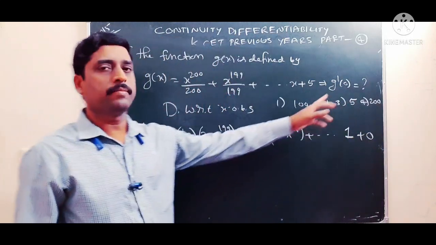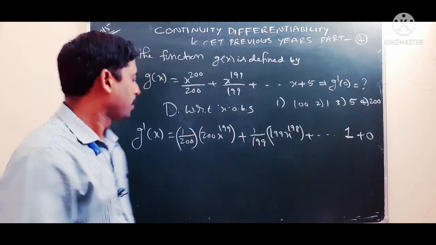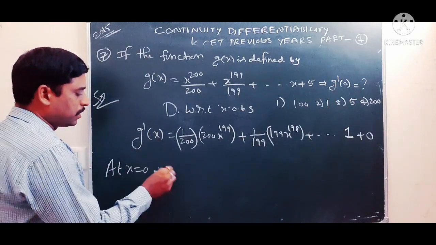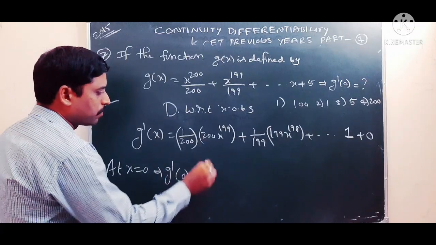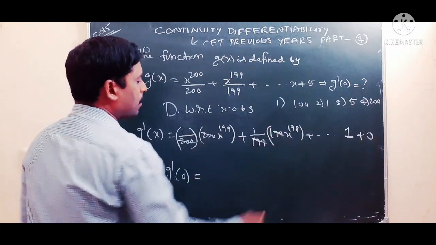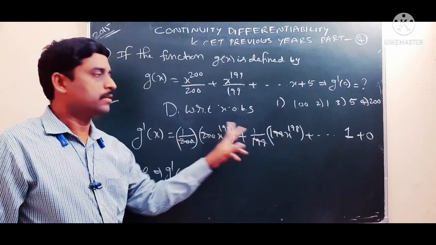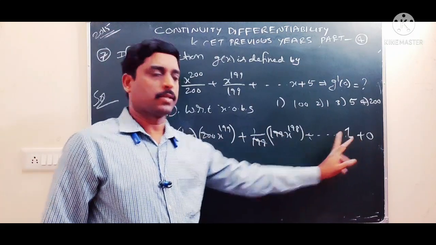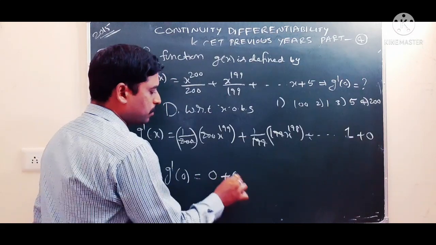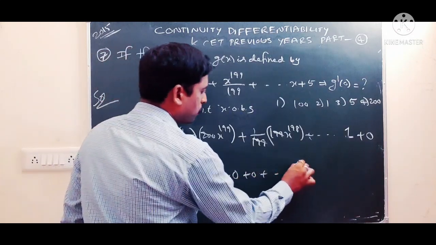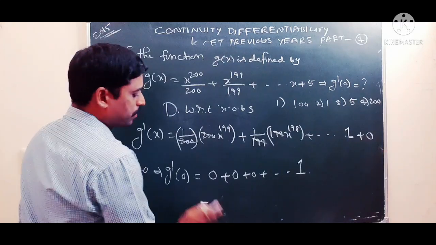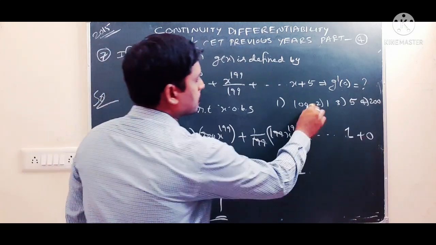So what is required? G dash of 0. So at x is equal to 0, g dash of 0 is equal to, 200 gets cancelled. So 0 power 199 is 0, 0 power 198 is 0. So all values are 0, plus 1. So 0 plus 0 plus 0 plus 1, this will be 1. So which option is correct? So second option is correct.